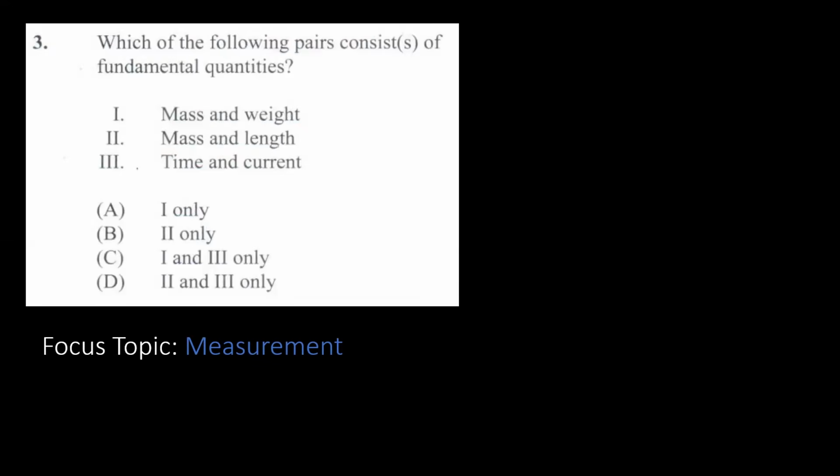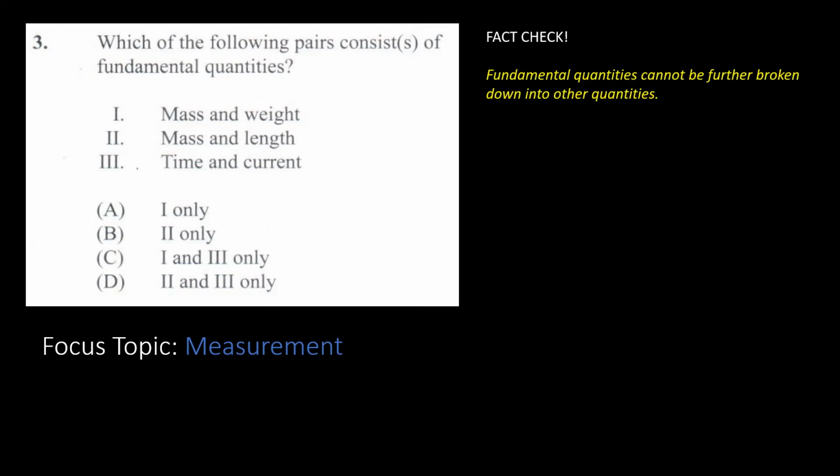Okay, number 3 says, which of the following pairs consists of fundamental quantities? And we know that fundamental quantities cannot be further divided into other quantities. So we have mass and length as fundamental quantities, also time and current. So our answer should be D.